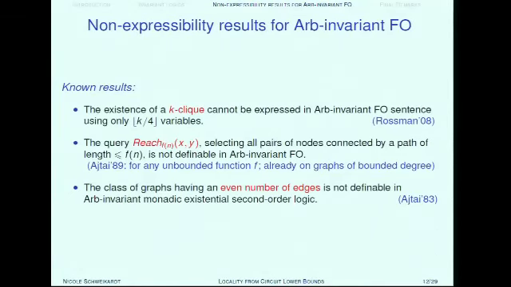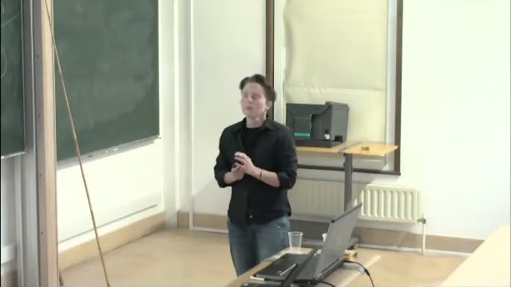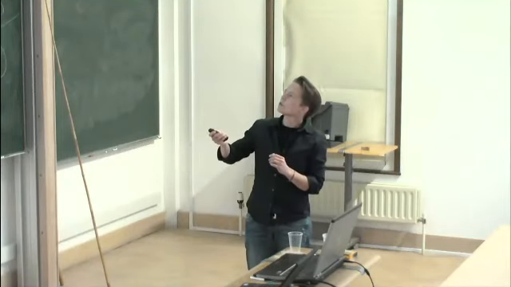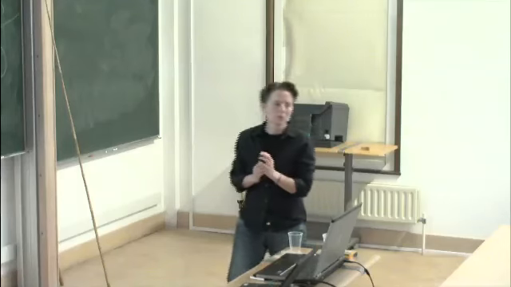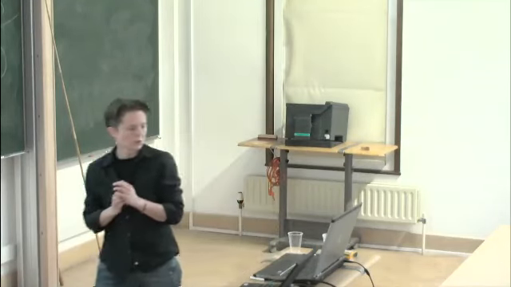Then what else do we know? From work of Adler and Immerman, we know that reachability by paths of length f(n), where n is the size of the graph and f is an arbitrary unbounded function that you may choose, is not definable in arb-invariant first-order logic. That is, reachability by a path of length at most f(n) is not definable.